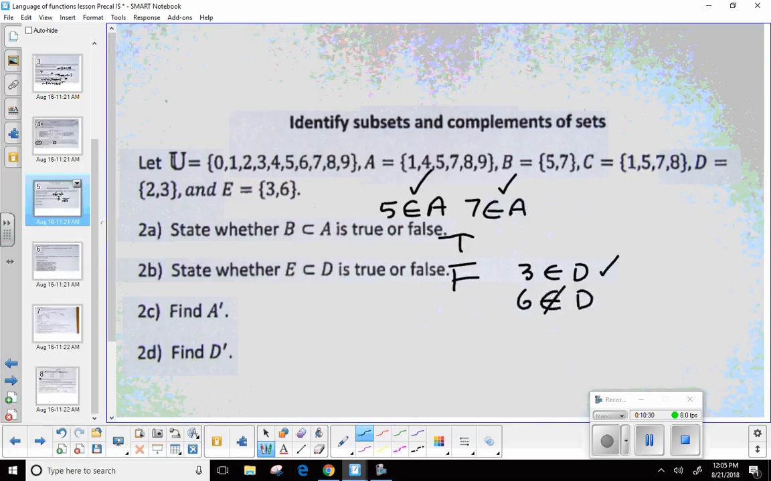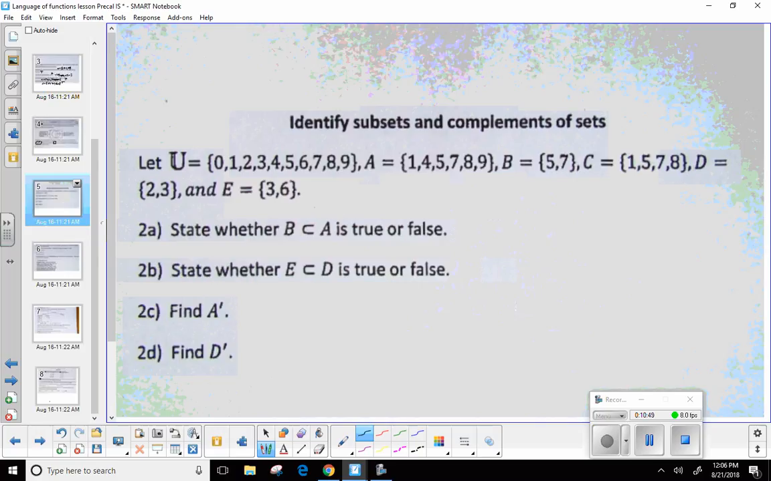Now here's that last vocabulary word we just brought up. What does that little tick mark mean? This means the complement. So we're looking for every element contained in the universe, but that is not, in this case, set A. I only want to focus on the universe and A. So I want everything in the universe not containing A.